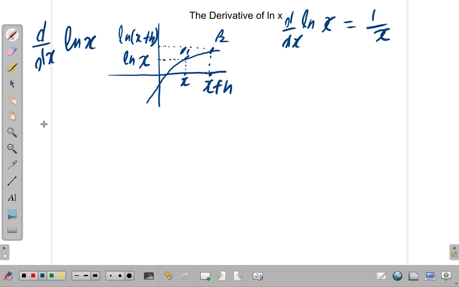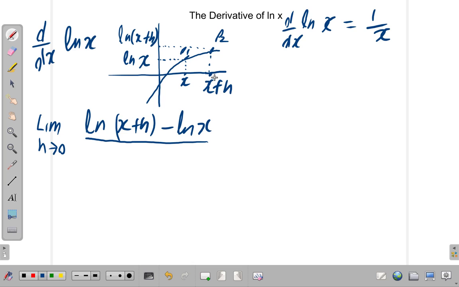Now, from first principles, what you're looking at is the limit as h approaches 0 of the gradient here, which would be y2 minus y1, which is ln of x plus h minus ln x, divided by x2 minus x1. In this case, x plus h minus x. Well, you can see x minus x would be 0, so the x's would be gone. Alright? So we can get rid of those two x's here, they are gone. They subtract each other.